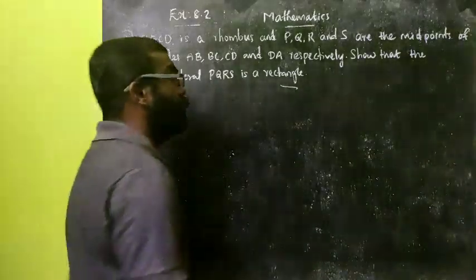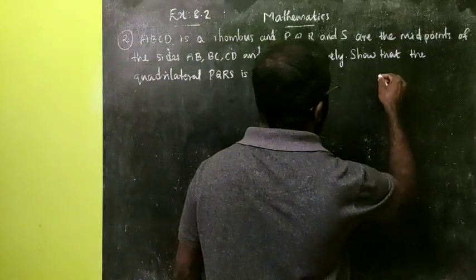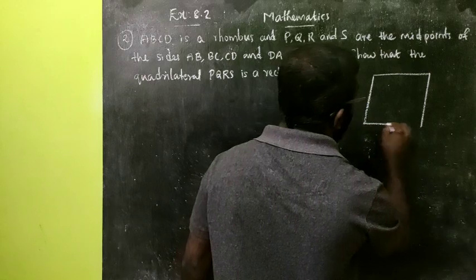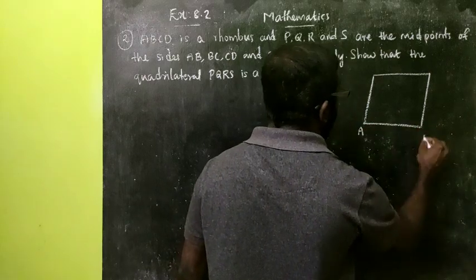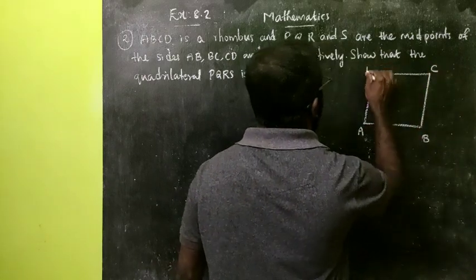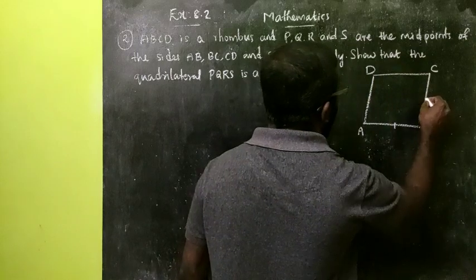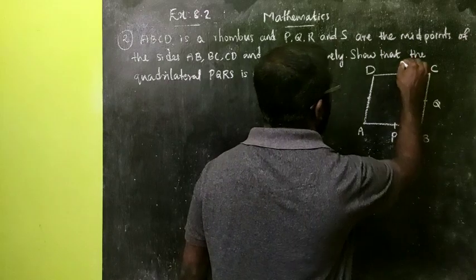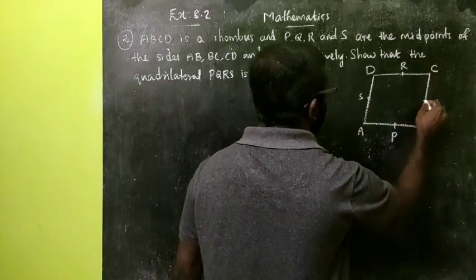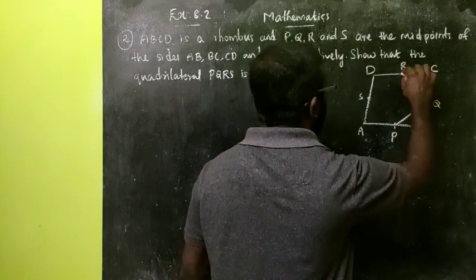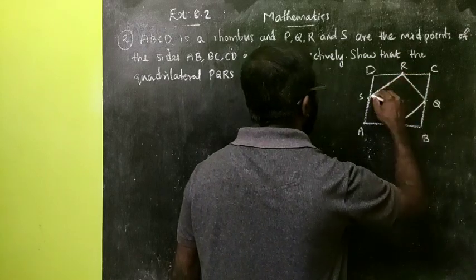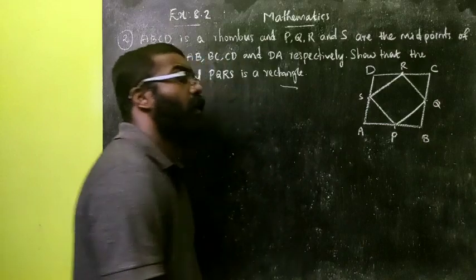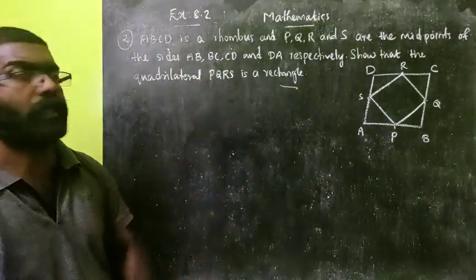So first of all we can draw a rhombus and name it as ABCD. Then the midpoints we can mark PQRS, and we can join these midpoints. We will get a quadrilateral PQRS, and we have to prove this quadrilateral PQRS is a rectangle.